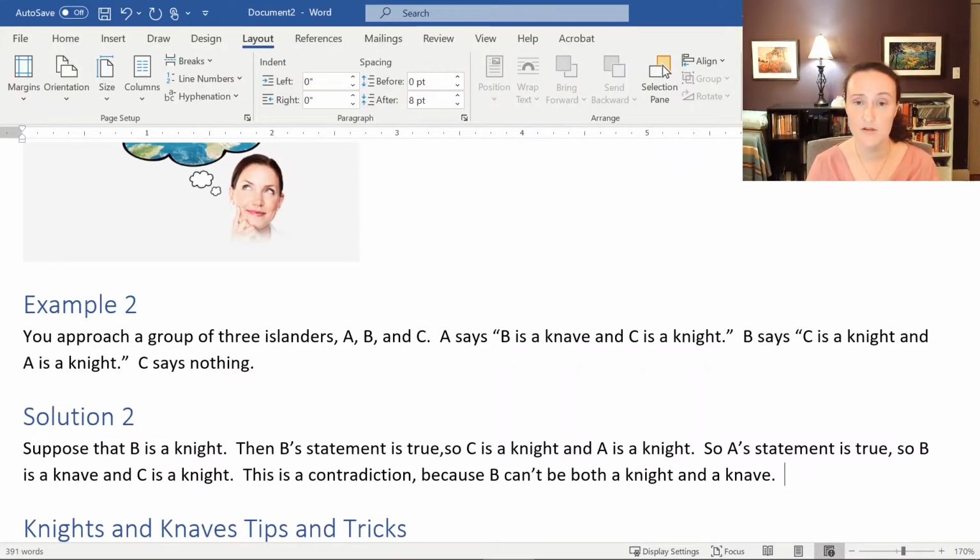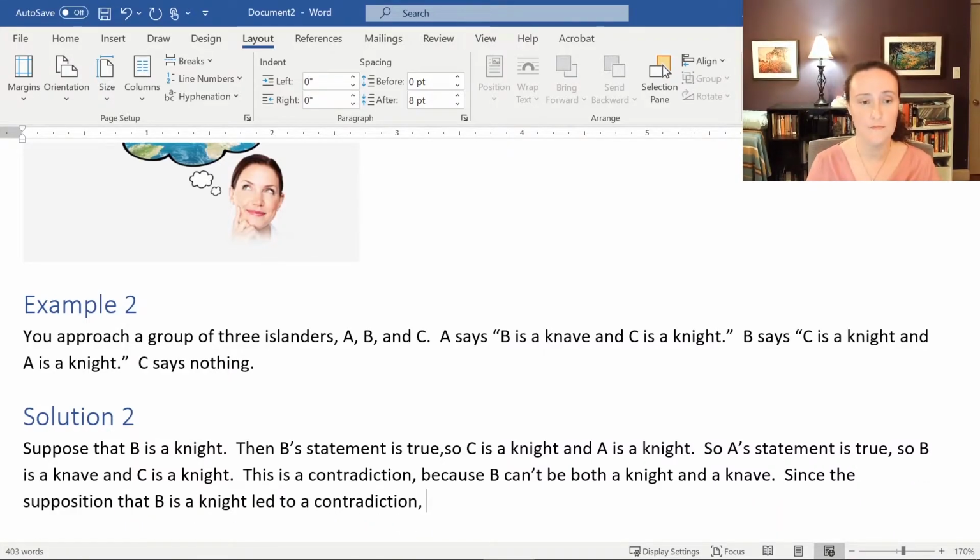Now that I have a contradiction, I know this hypothetical universe is not the real one, so I can conclude that my original supposition that B is a knight was wrong. So B cannot be a knight, that means B must be a knave. Okay, so I've solved 1/3 of the puzzle. I know that B is a knave.